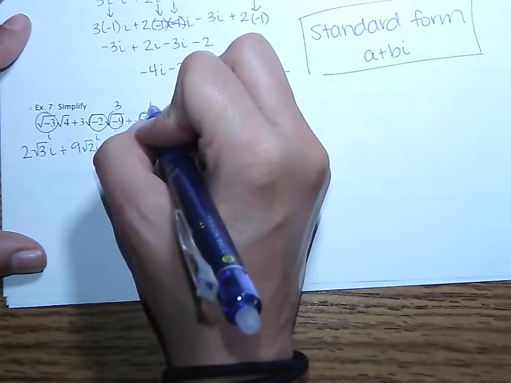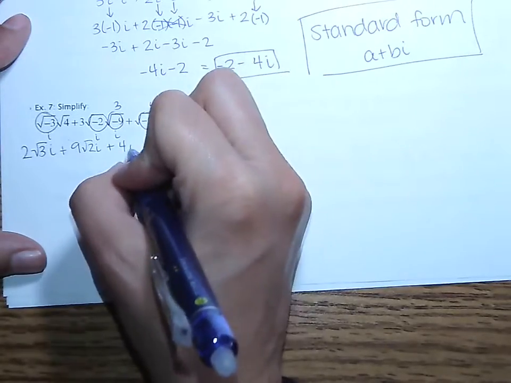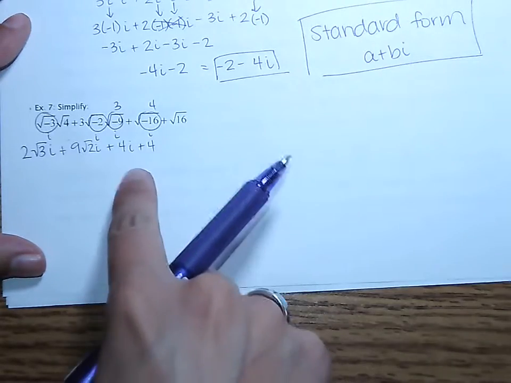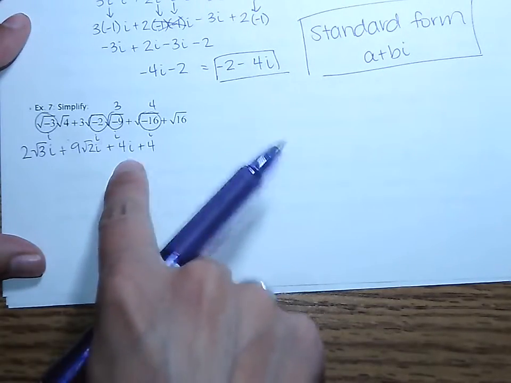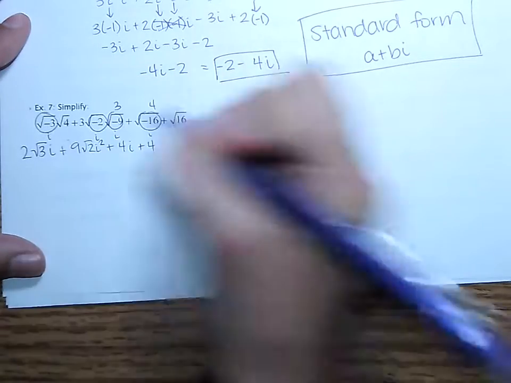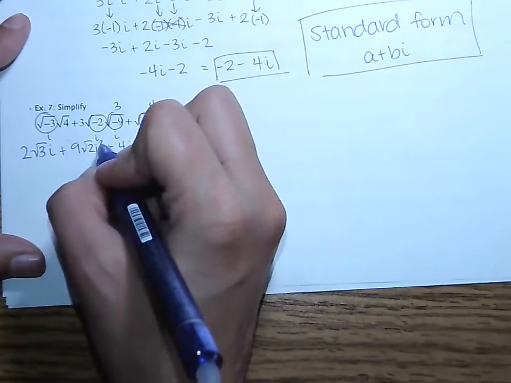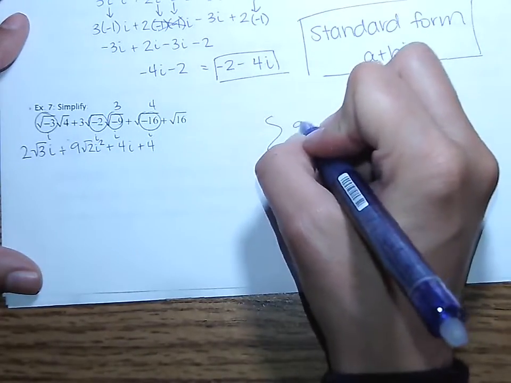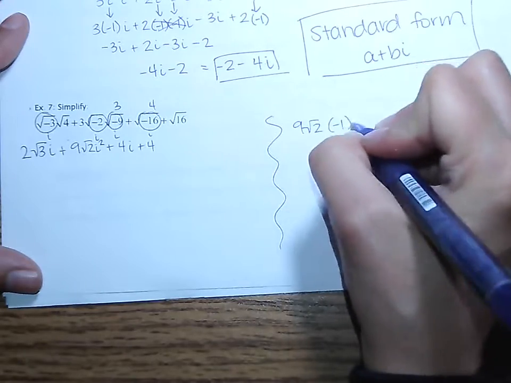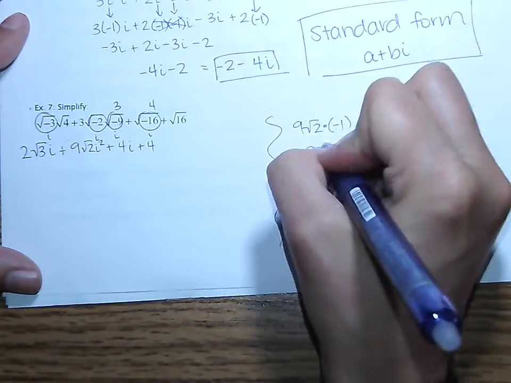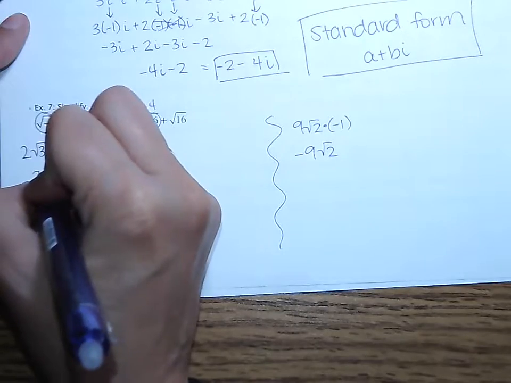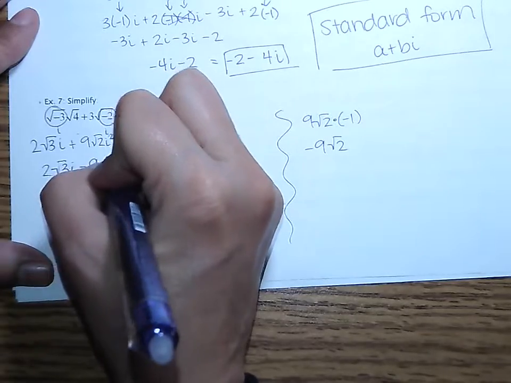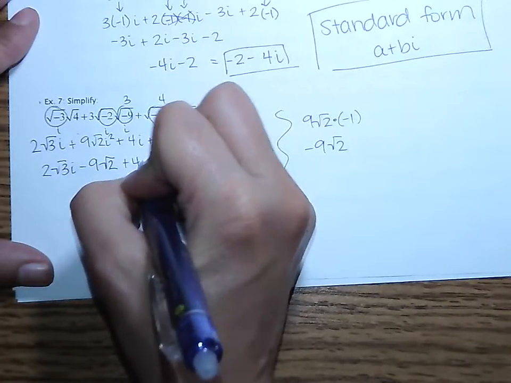Plus, square root of 16 is 4. But the i comes out. And then this one's just square root of 16, which is positive 4. Alright, so this should be i times i is i squared. Anytime we see an i squared, we replace it with a negative 1. Show my scratch work. 9 root 2 times negative 1 is just negative 9 root 2. So I get 2 root 3i minus 9 root 2 plus 4i plus 4.